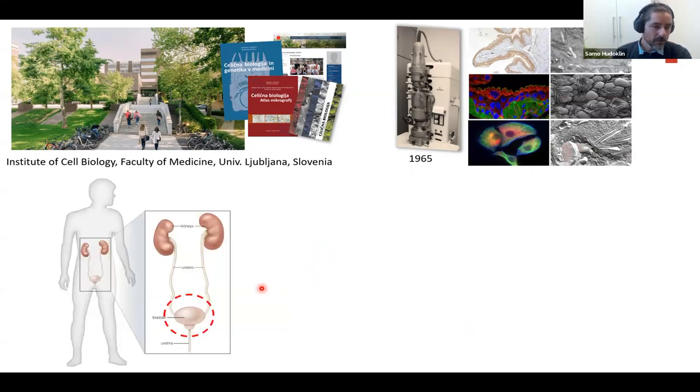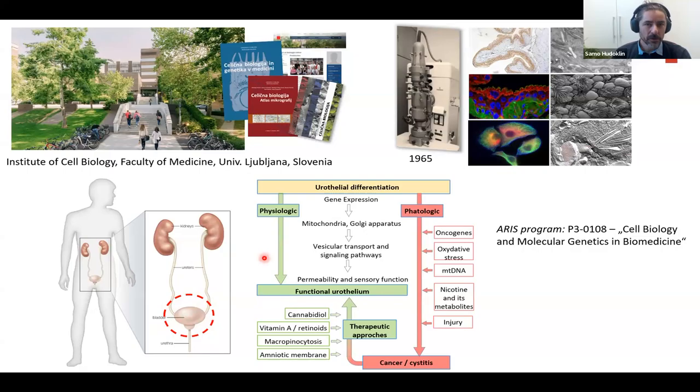What we are studying is, of course, the urinary bladder. More precisely, it's the urothelium, the epithelial tissue of the urinary bladder. Our group is exploring different aspects of it. We are very interested in how urothelial differentiation takes place under physiological conditions, so how membranes are organized, how membrane trafficking takes place, and so on, in order to obtain a functional urothelium, which has this permeability barrier function.